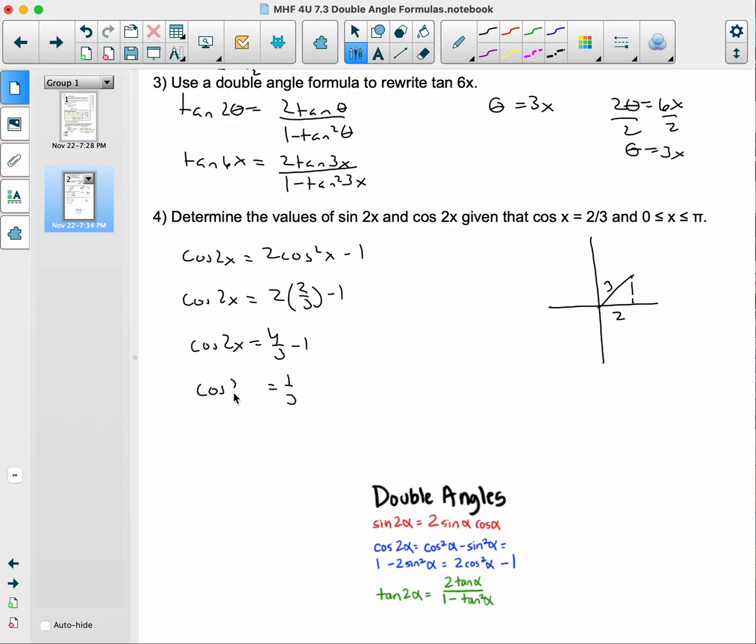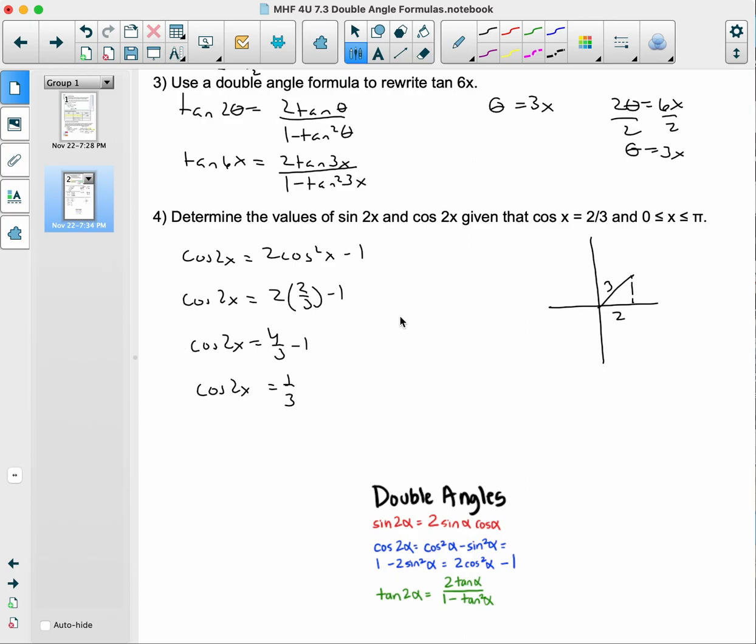So that's your value for cos 2x. It's not the measure of the angle or anything, but it is the value. You could solve the equation, but that's not really what we're doing right now. You're just trying to find that value of cos 2x.